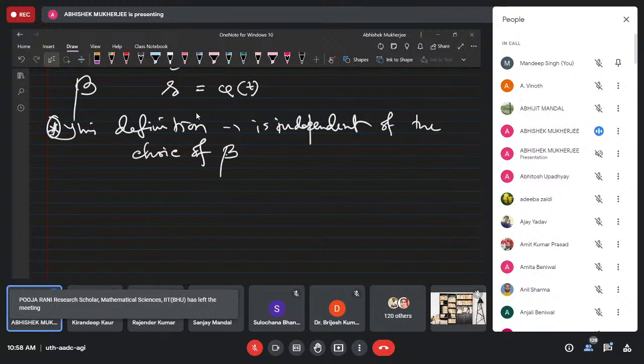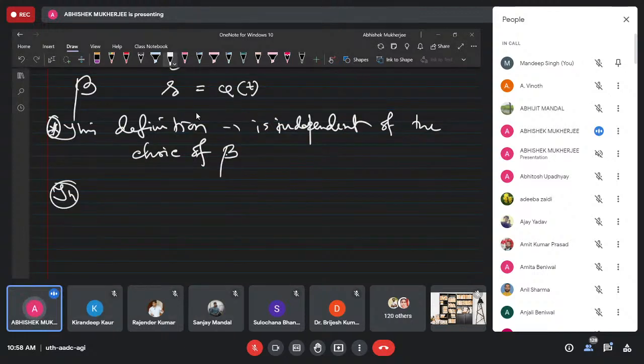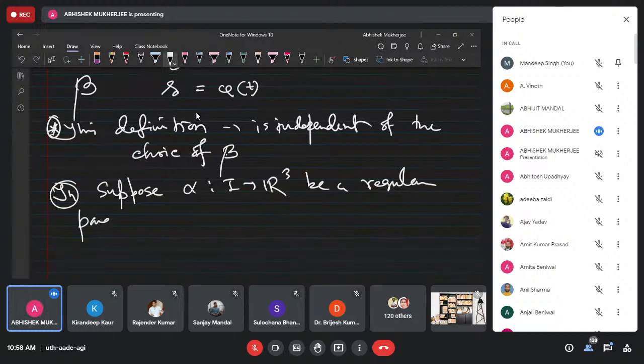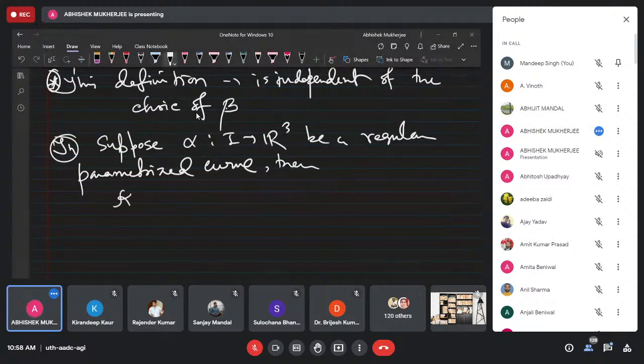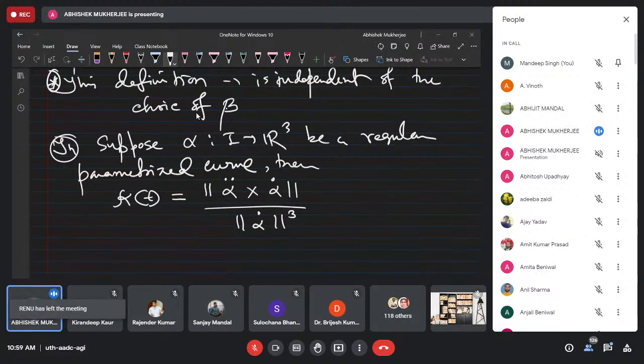This will be revealed through this theorem. Suppose alpha is a regular parameterized curve in R3, then its curvature can be written as the norm of alpha double dot cross product with alpha dot, divided by the norm of alpha dot cubed, where dot denotes the differentiation with respect to the parameter t.